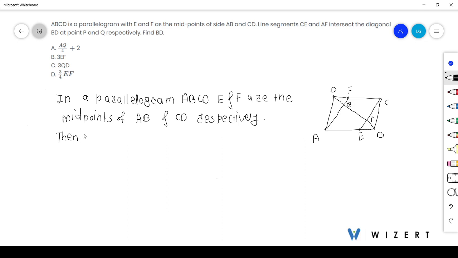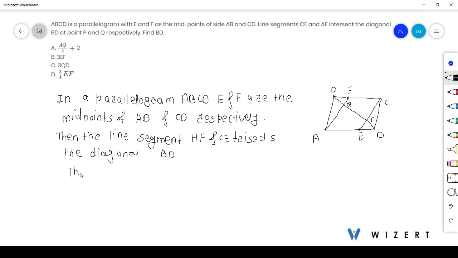Then the line segments AF and CE trisect the diagonal BD. This is by theorem. That is, DQ equals QP equals PB.